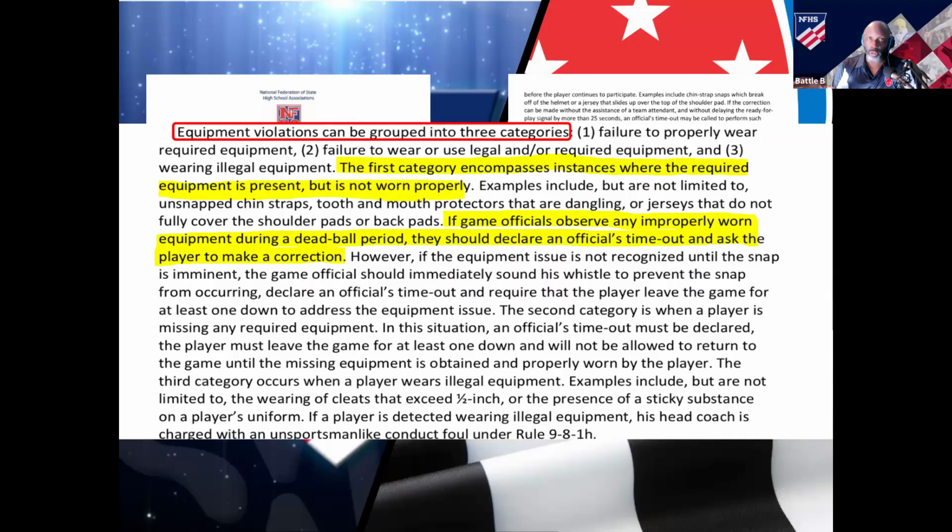A little different, because if you call an official timeout, the player is actually supposed to leave, but here it says they can make the correction, like a dangling mouthpiece, jersey not covering the pads or the bike pads. The game official should have sounded the whistle to prevent the snap from occurring, declare an official timeout, and require the player to leave the game for at least one down to address the equipment issues. Doesn't happen, but that's what's supposed to happen, right?